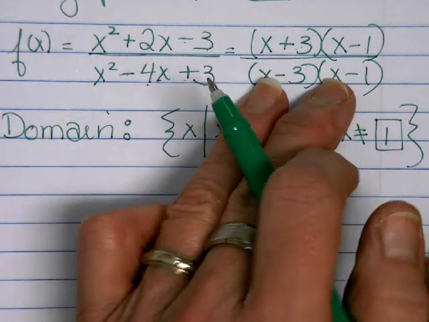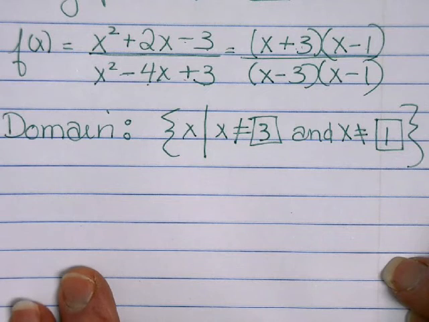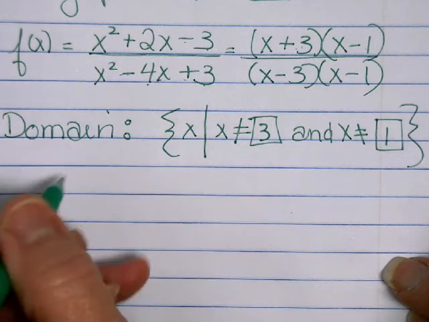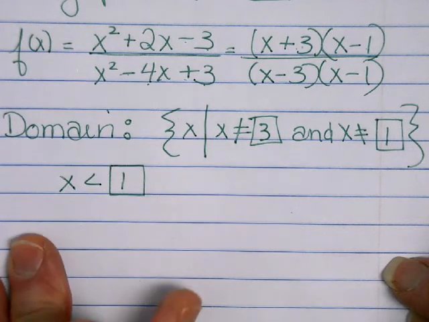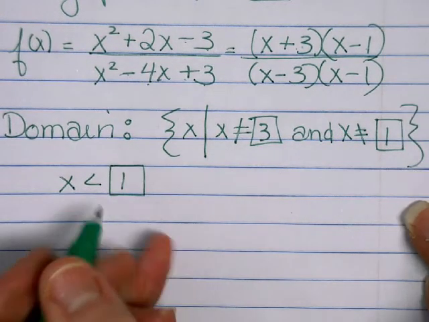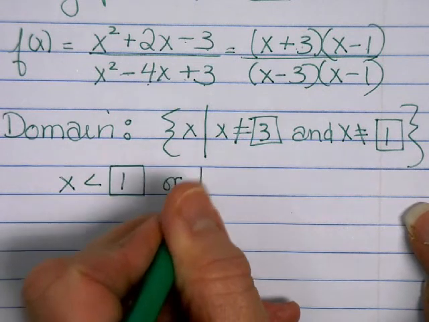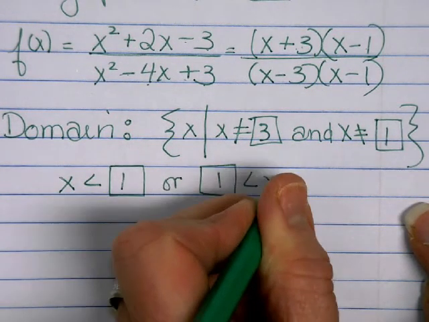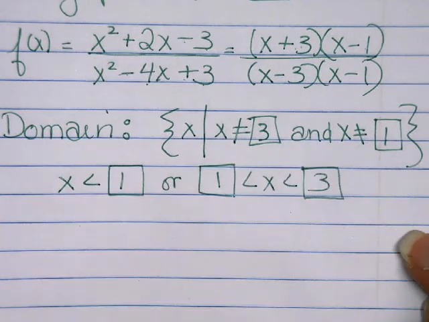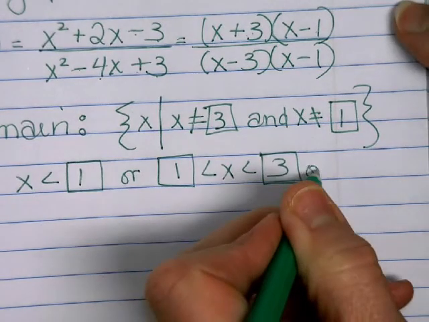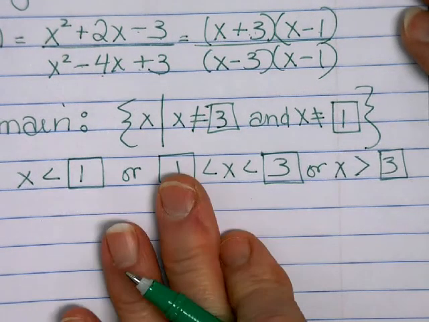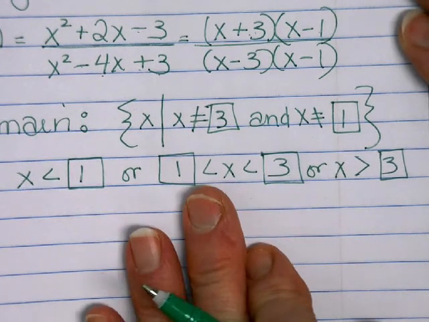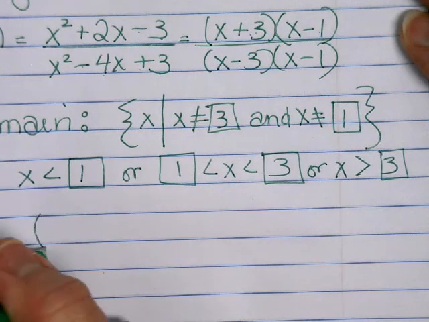Now, order didn't matter here, but order does matter when I go to put the inequalities. I start with a smaller number because x is going to be less than the smaller number on the number line, or x is going to be between the two numbers on the number line, or x is going to be greater than the larger of the two numbers. So order matters for inequality as well as interval.